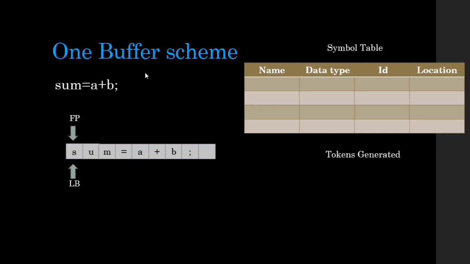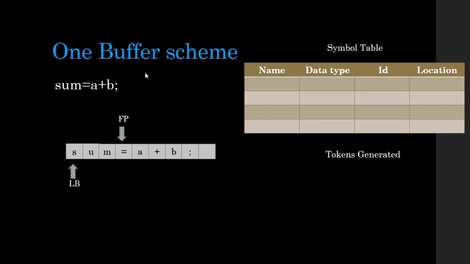Now when we go further, the forward pointer moves one step ahead and it points to U. U is also part of the lexeme, the first lexeme. Once again the forward pointer advances to the next one. Now it goes to M. M is also a part of the first lexeme. Now the forward pointer goes to the next one. You can see equal to is a new lexeme, whereas sum is the previous lexeme. From the lexeme beginning pointer to one step back of the forward pointer, that is up to M, is considered as a lexeme here, the first lexeme.